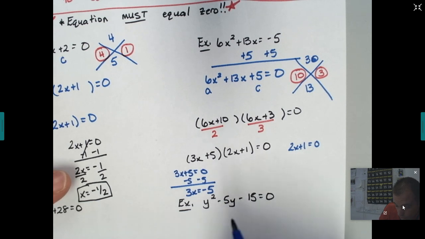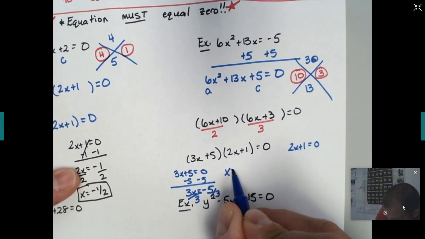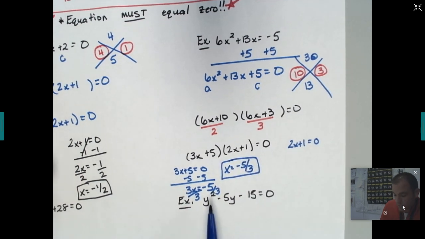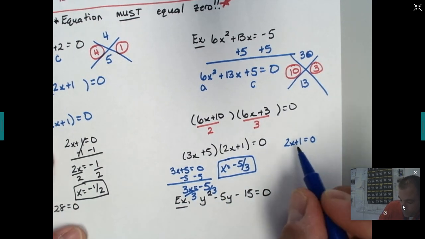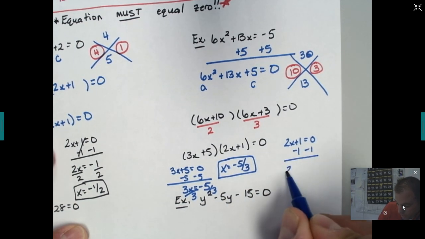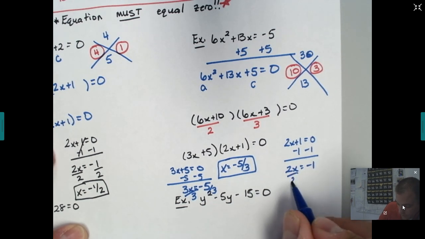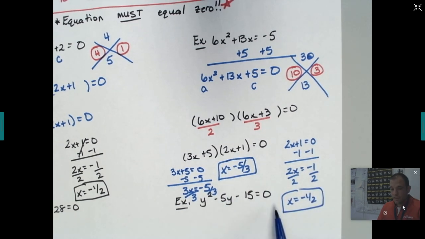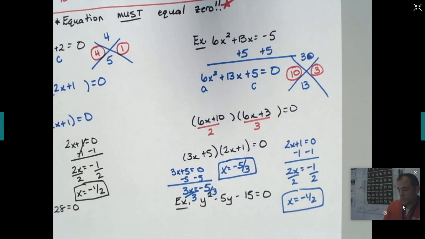Kind of running out of room on my paper. Then we would divide by 3. So x equals negative 5 thirds. Just keep it as a fraction. 5 over 3 doesn't come out even, so negative 5 thirds. Do the same thing over here. Subtract 1. 2x equals negative 1. Divide by 2. X equals negative 1 half. So negative 5 thirds and negative 1 half would both solve this problem and make it true.